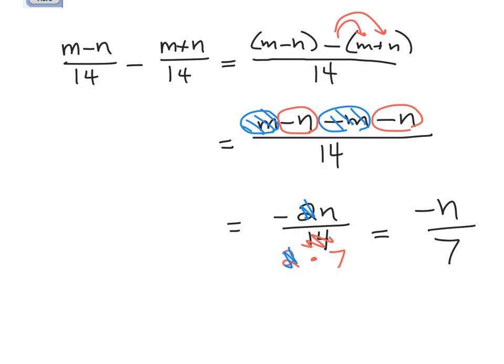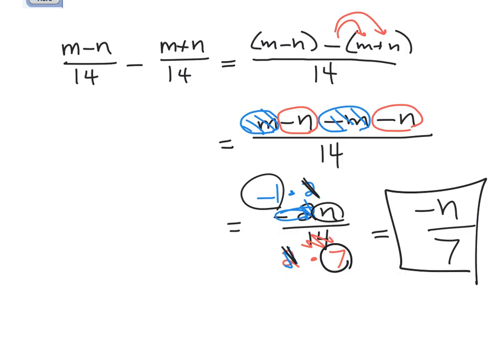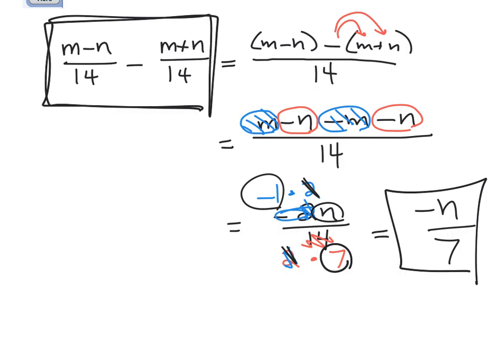Now that's the tricky part, because this was really a negative 2. You could think of this negative 2 as negative 1 times 2. And so that's why this 2 cancels with this 2, leaving us with negative 1 times n, which is negative n. And our denominator is left with just that 7. And so there is our answer. This expression right here is equal to negative n over 7.